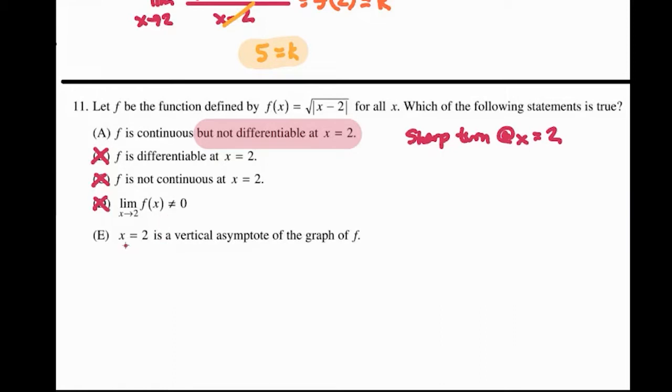And then this one here, it says there's a vertical asymptote. Well, vertical asymptotes are non-zero over 0. There is no non-zero over 0 on this one. So the answer for this one is A. Make sense?